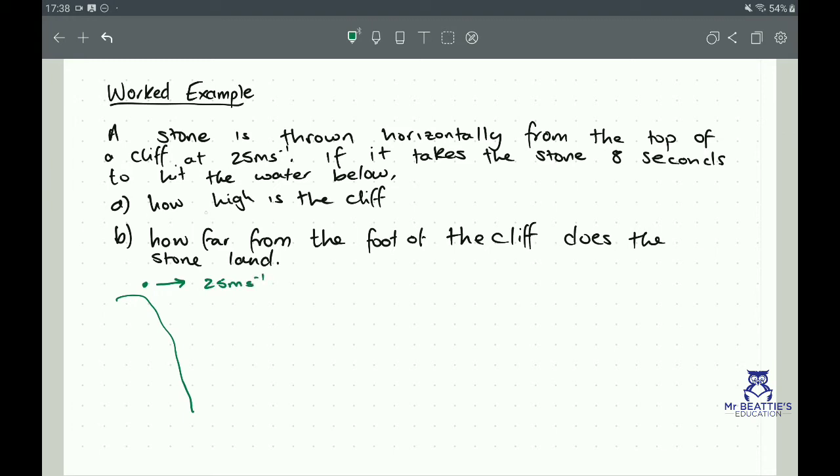Okay, and for part A, we have to calculate the height of the cliff. So it's going to take 8 seconds and it's going to fall down and land somewhere over here, and we have to calculate the height of this cliff. Now, if we set up our t-table, the height of the cliff is not on the t-table.